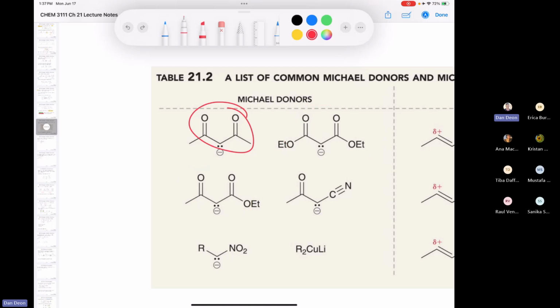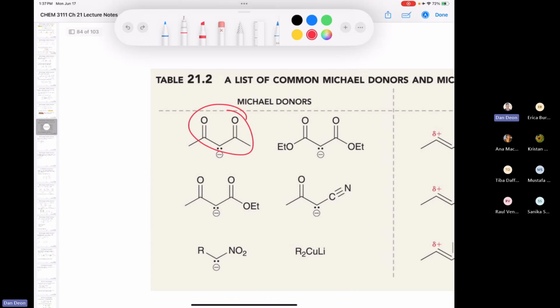And then you see this one here. Well, you could draw a resonance structure here with this nitrile because the nitrile has 2 pi bonds. Also, if you have a nitro group, right, you know that a nitro group actually looks like this, or you have a positive and a negative here. So you could draw a resonance structure like this. I won't waste too much time on that, but those are all good Michael donors.